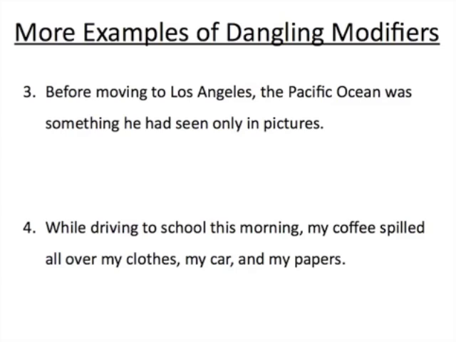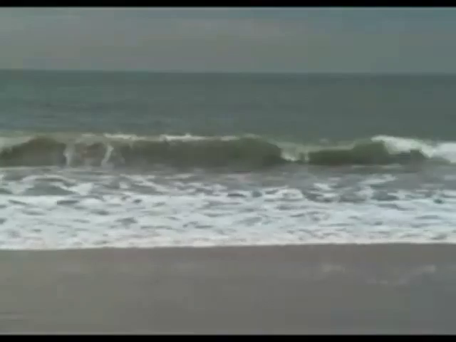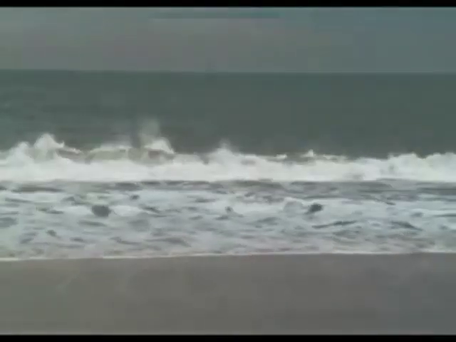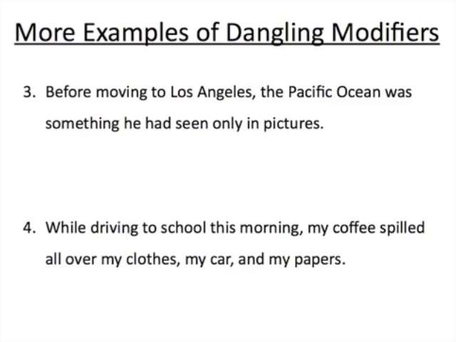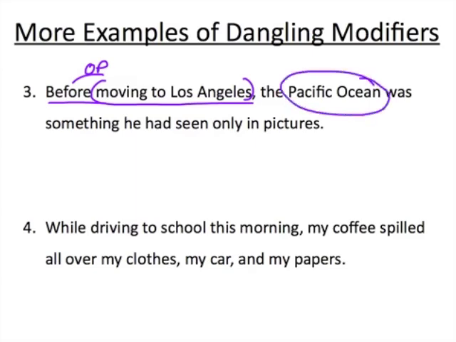"Before moving to Los Angeles, the Pacific Ocean was something he had seen only in pictures." Ah, the Pacific Ocean. That's gorgeous. All right, anyway, do you see that this one here too, "before moving to Los Angeles," is also a gerund, "moving to Los Angeles," functioning as the object of the preposition before. And of course, the problem here is that the Pacific Ocean did not move to Los Angeles, right?